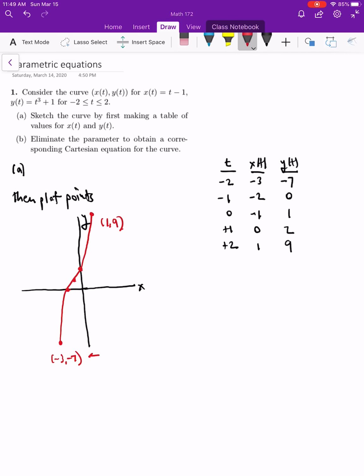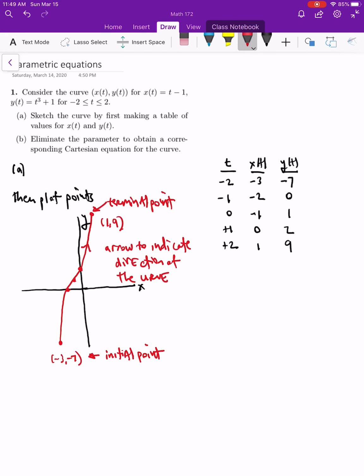Here, the smallest value of t corresponds with the initial point of the curve, and the largest value of t, that is t equals 2, is called the terminal point. And convention is to also indicate with an arrow the direction of increasing t. That's also called the direction of the curve. Sometimes we think of t as the time parameter.